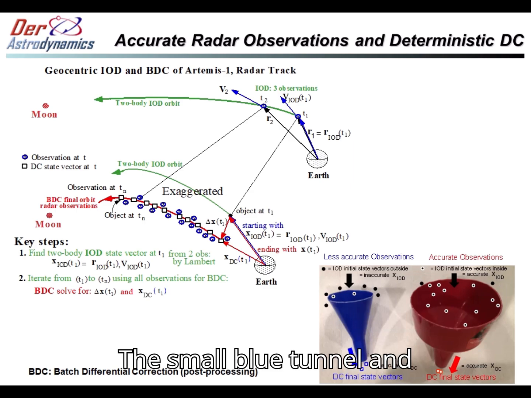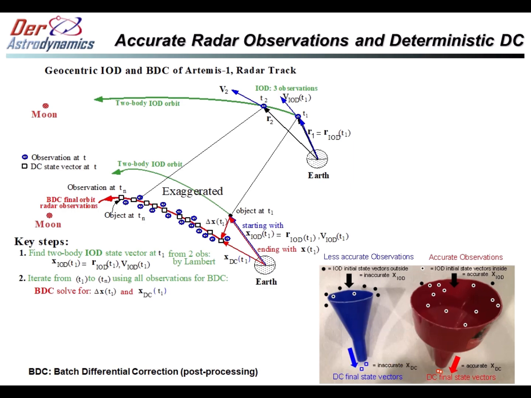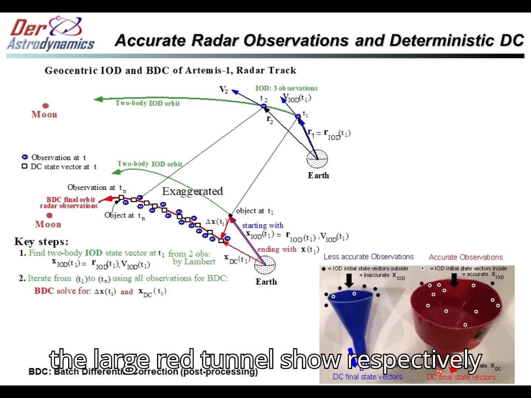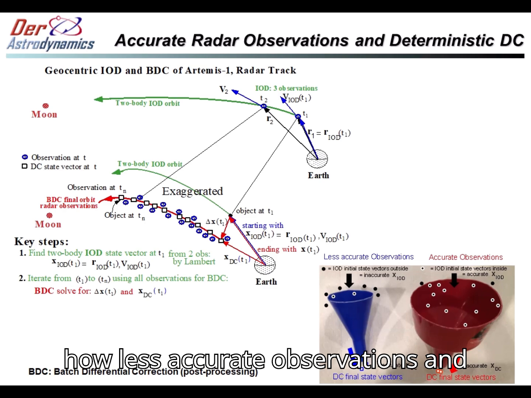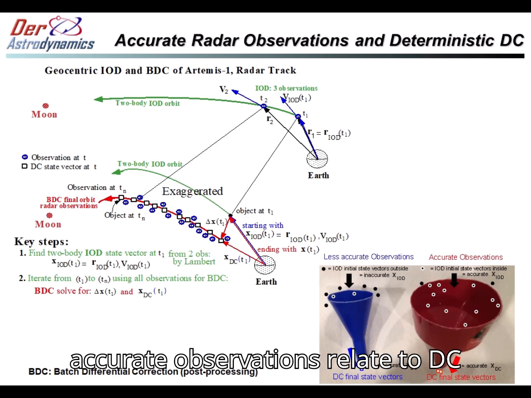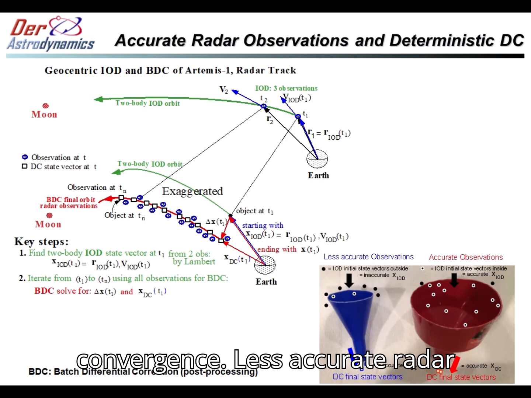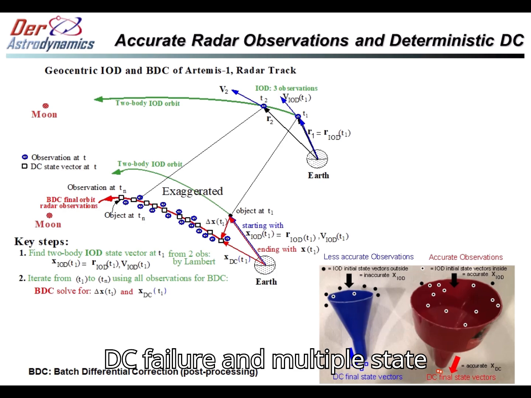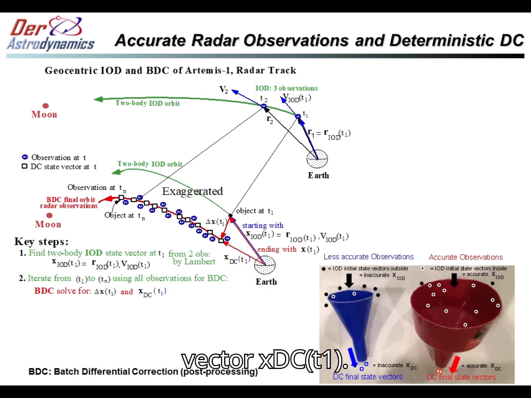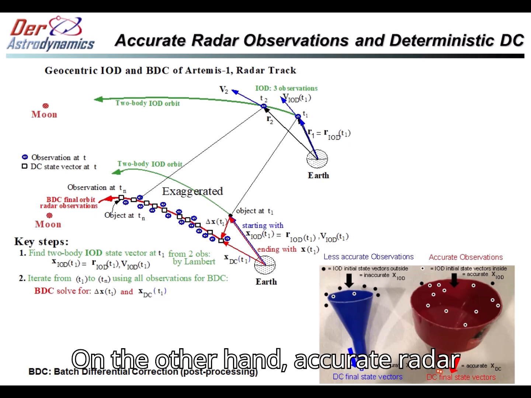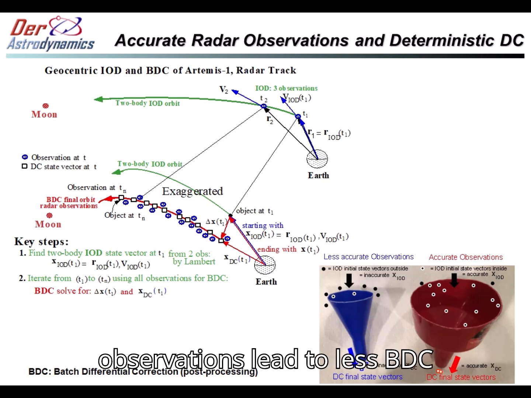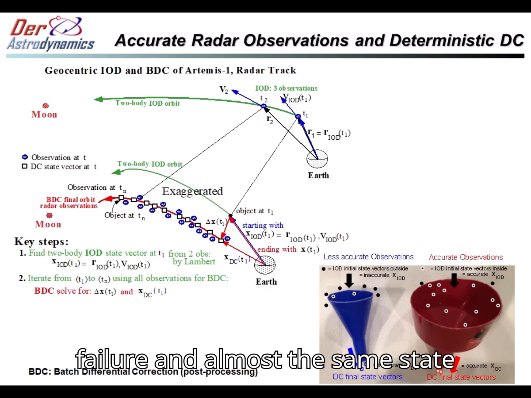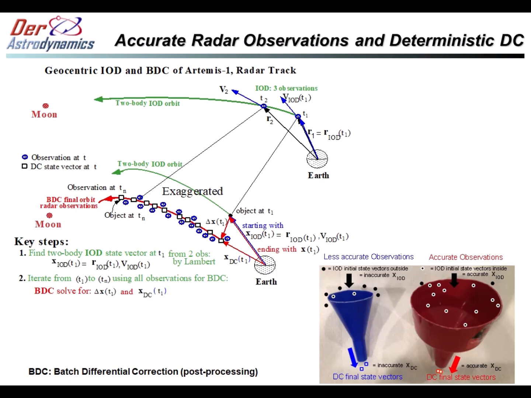The small blue tunnel and the large red tunnel show respectively how less accurate observations and accurate observations relate to DC convergence. Less accurate radar observations lead to more BDC failure and multiple state vectors XDC-T1. On the other hand, accurate radar observations lead to less BDC failure and almost the same state vector XDC-T1.